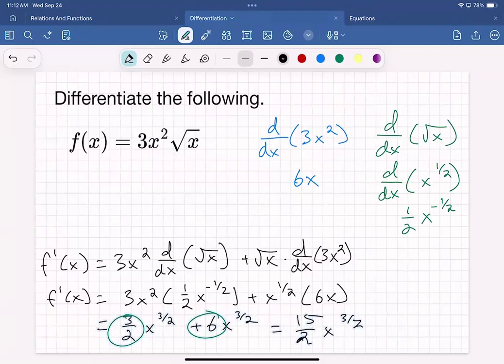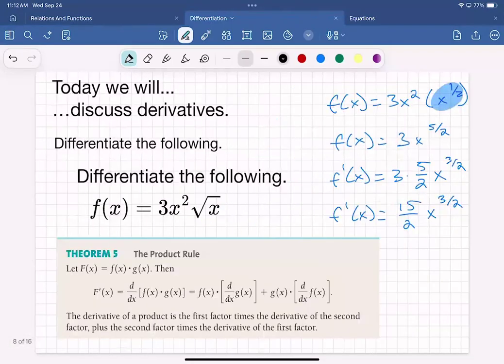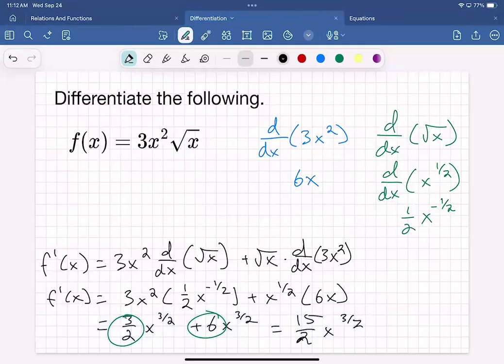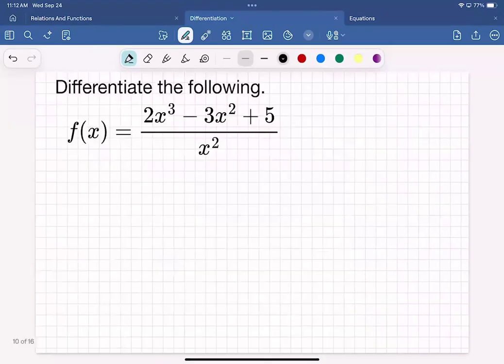Any questions with this one I can help someone with? Do we feel okay with both ways, whether you simplify and use the power rule like we did here first, or using the product rule? Well, here's another one then.